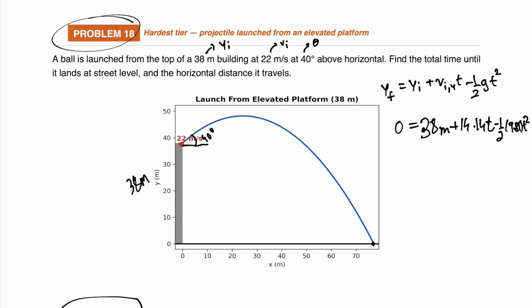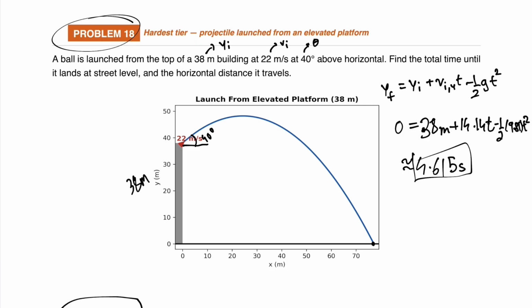Now you're going to get two values, okay? And one of them is going to be a negative value, which you know is not possible, right? Because you can't have a negative time. So you have to look at the other value, which is the positive value, which is around 4.615 seconds. Right, so that's the time where I hit 0, which is fine.